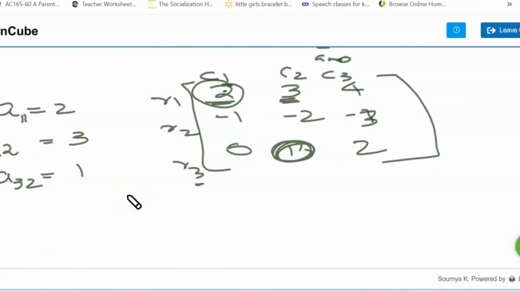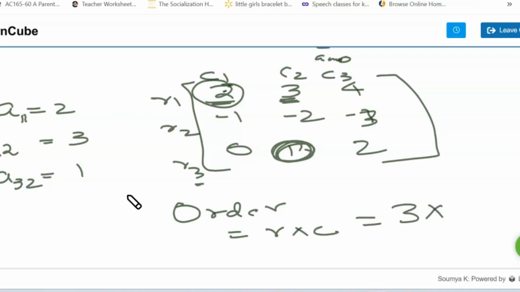Look at this particular matrix. How are you going to find out its order? It is rows into columns. So you have to find out how many rows are here. You have 3 rows here, and how many columns? 3. So it is a 3 by 3 matrix. This is how you have to represent the order of a matrix. This is very important because based on this only we are going to find out whether we can do addition, subtraction, multiplication, and these operations.